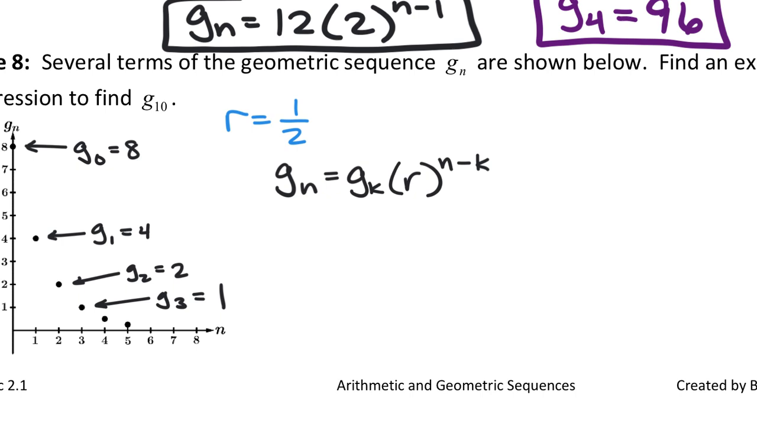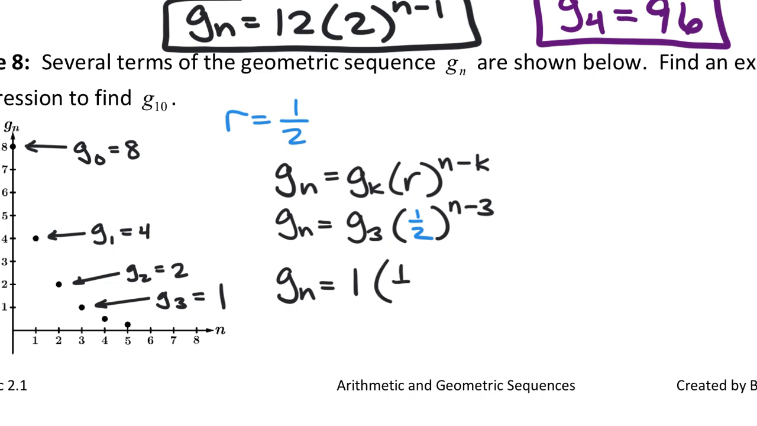We'll get there. You're talking about G sub 0? Yes. So if I plug in G sub 3, because 3 is my favorite number, and I plug in my common ratio, which we found to be 1/2, I would have G sub 3 times 1/2 to the n minus 3, or 1 times 1/2 to the n minus 3.